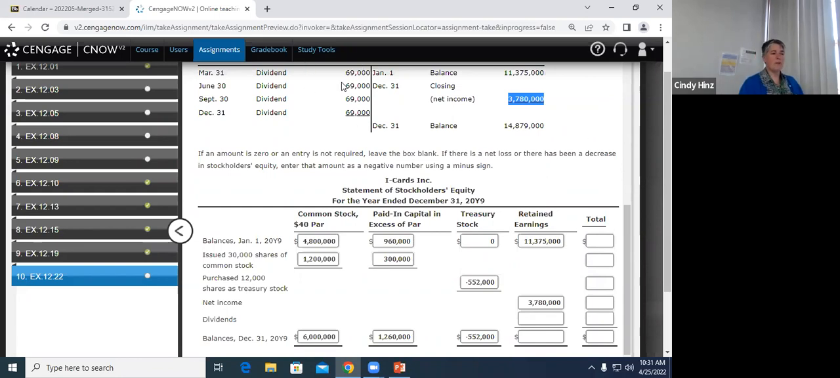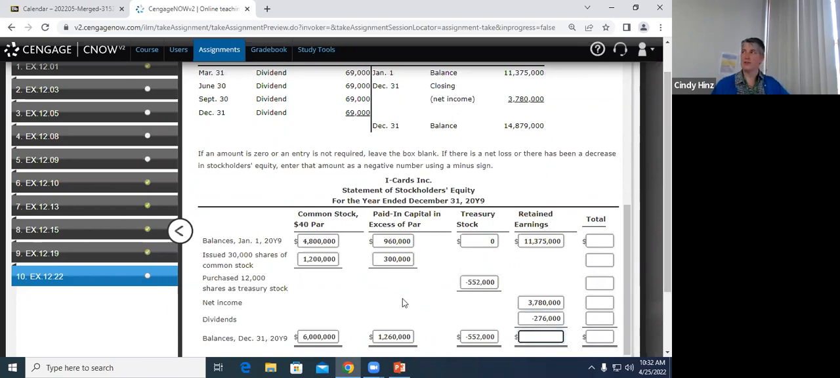Now it appears that this company paid dividends quarterly. We can see 4 separate entries, end of March, June, September, and December. For the purposes of this statement, we can just lump all those together. So it paid $69,000 in dividends 4 times, a total of $276,000. And it's okay to lump those together.